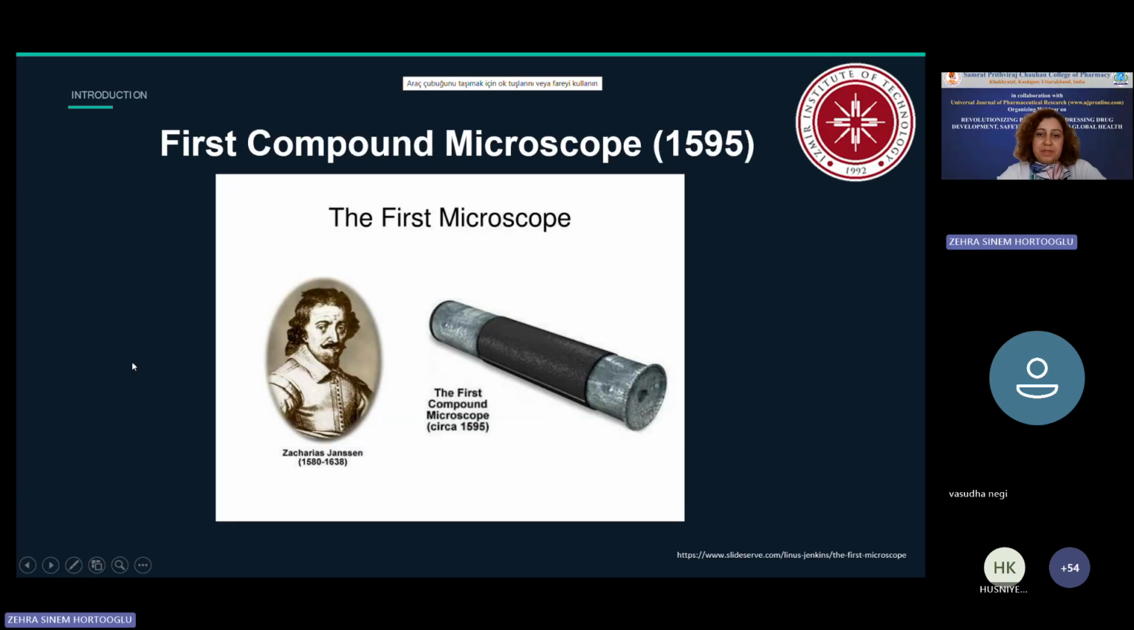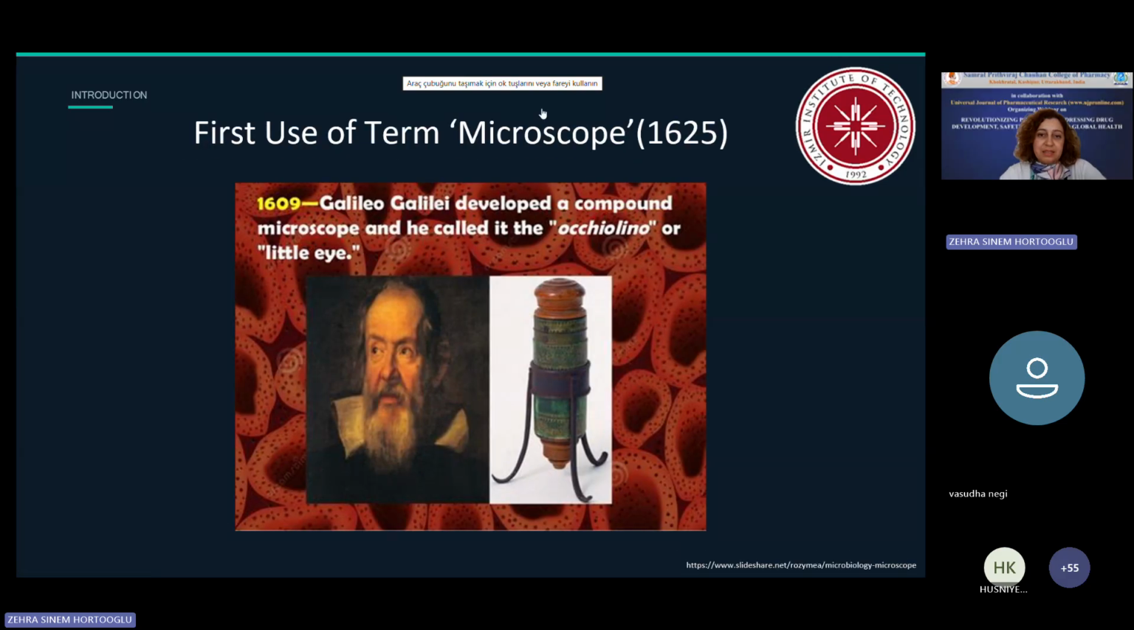The first compound microscope was designed by Zacharias Jansen. Another microscopist is Galileo. Galileo developed a compound microscope, and he called it the Occhiolino, which means little eye. It is a very interesting design.